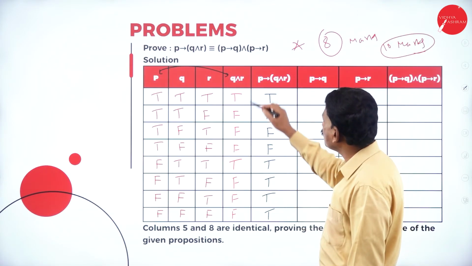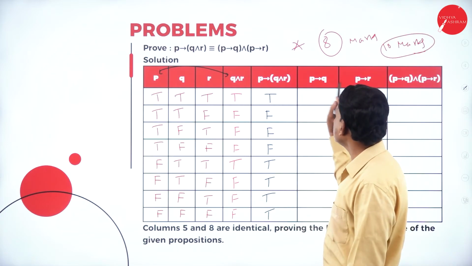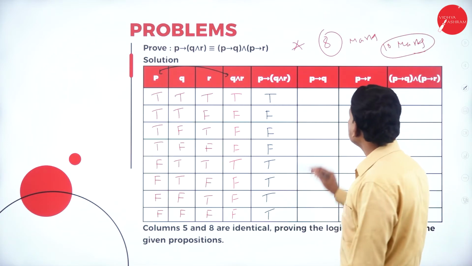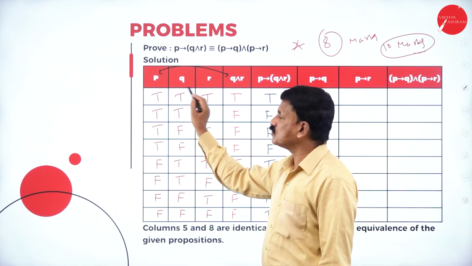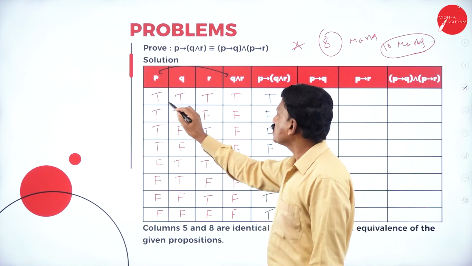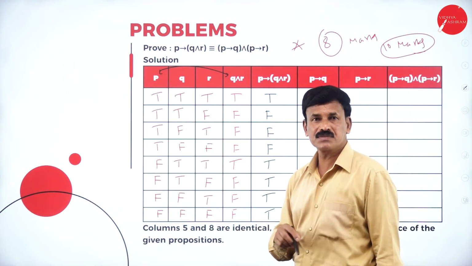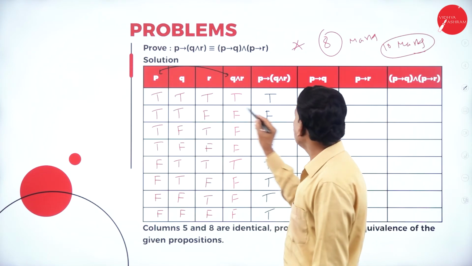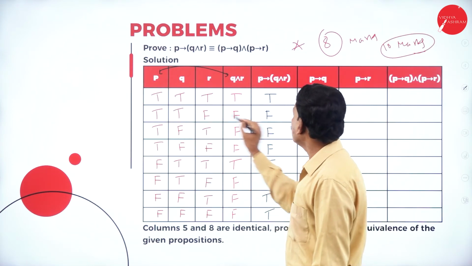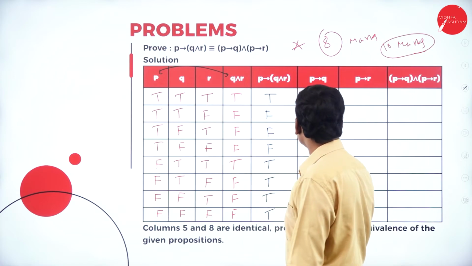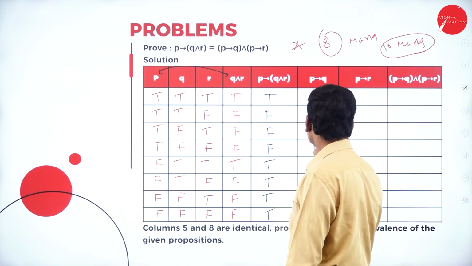Now, this is the first part of the given statement. Now, let us come to the second part. Just write down the conditional for P and Q, P conditional to Q. As you know, in the conditional, true and false is false, in all other cases it is true. True and true is true. Again, true and true is also true. True and false is false. Again, true and false is false.